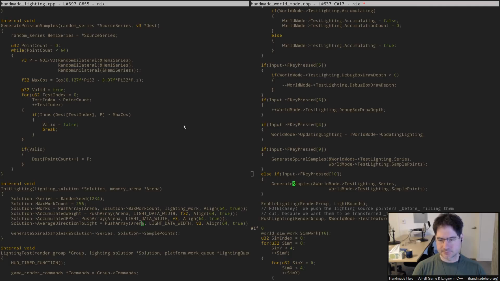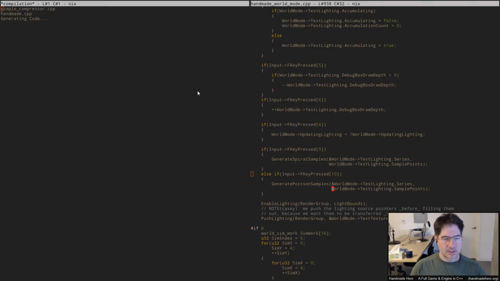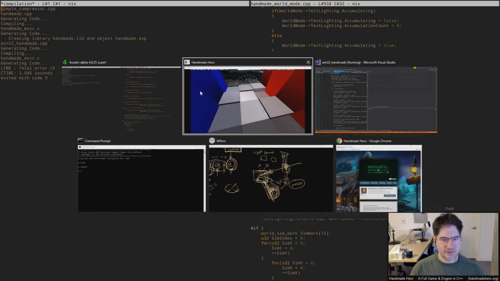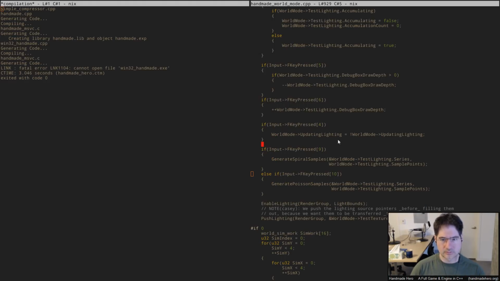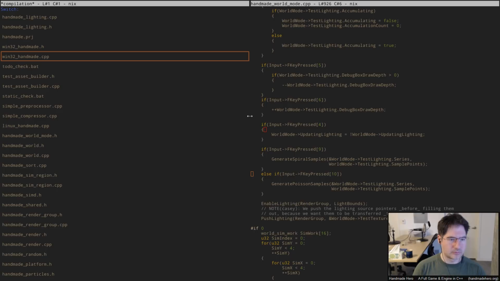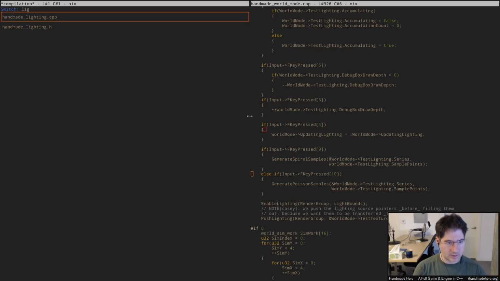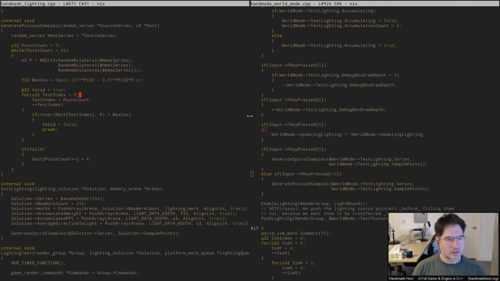This way, if we wanted to test, say, the difference between these two at runtime, I should, in theory, be able to. That did not work very well, did it? I should be able to do that fairly trivially. Where is my lighting? There it is. Seems like this is having some trouble inserting due to the cosine measurement.